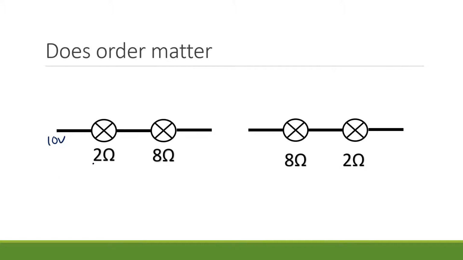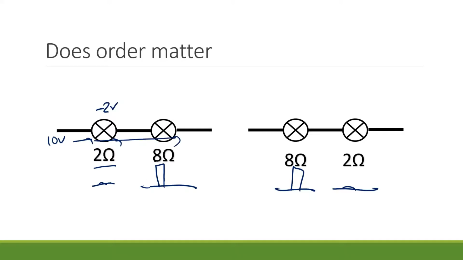Now this resistor is 2 ohms. That's like imagining trying to climb over a small hill. This resistor is 8 ohms. That's like trying to climb over a wall. And what happens is that 10 volts gets through the first light bulb really easily, so it only loses, say, 2 volts. Whereas when it goes through the big resistor, the big light bulb, it's going to lose 8 volts worth of electricity, bringing us down to 0 volts at the end.